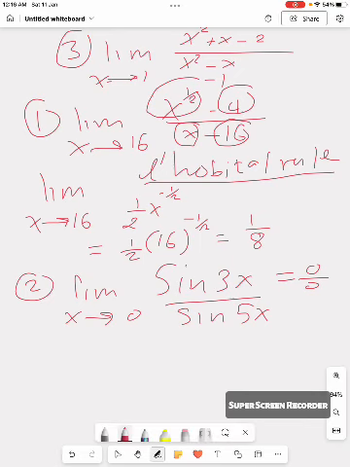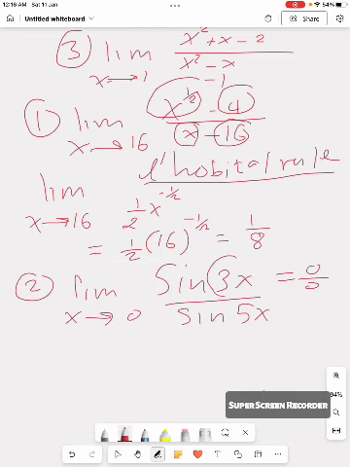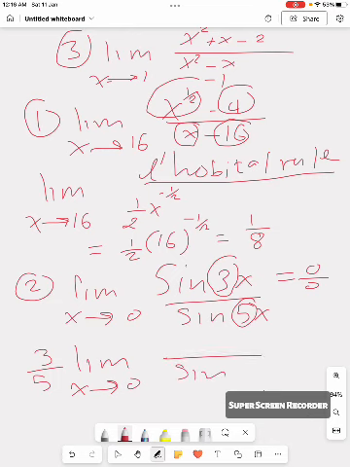So what we'll do is we'll just bring this 3 and this 5 before the limit, so we have 3 over 5, and now limit as x approaches 0, then we have sine x divided by sine x. So sine x divided by sine x is 1, so 3 over 5 multiply by 1. So the answer is 3 over 5. As easy as that. Finish.